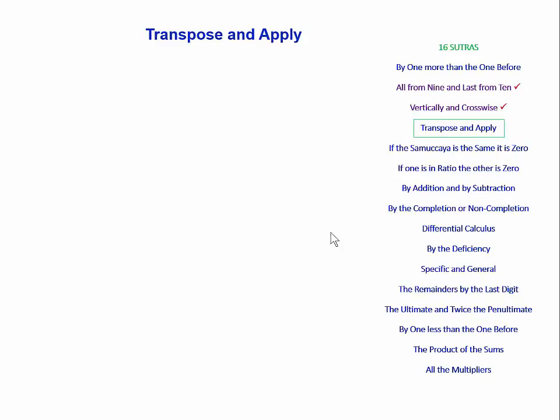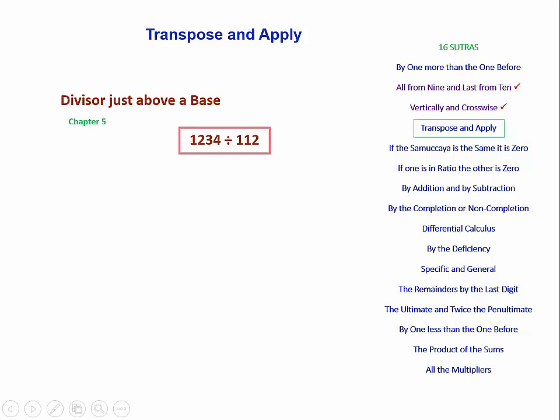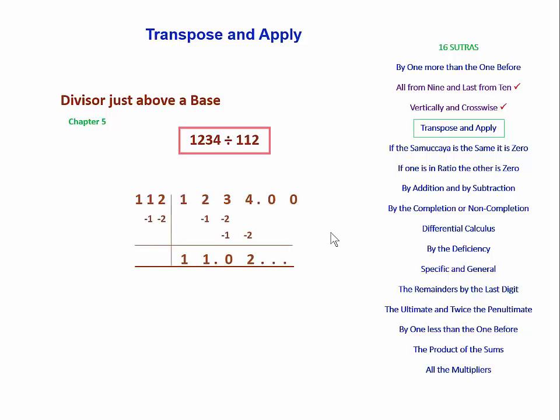Then Transpose and Apply is used where the divisor is just above a base. For example, 112 is just above 100. The Sanskrit for that sutra is Paravartya Yojayet. That's in chapter 5 of the book, and that's how it works. So the answer is 11.02. And this also Tirthaji shows is used for algebraic division as well.